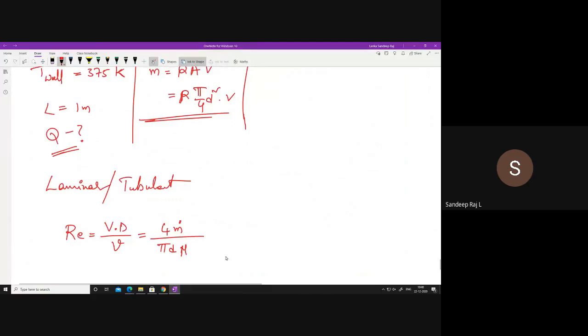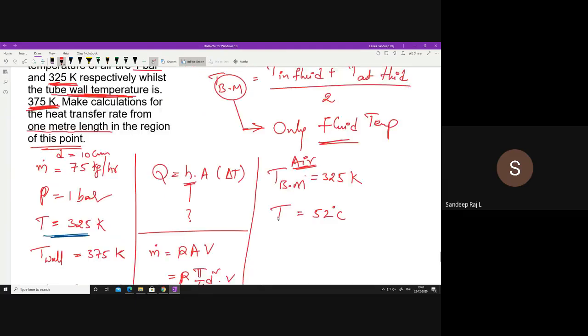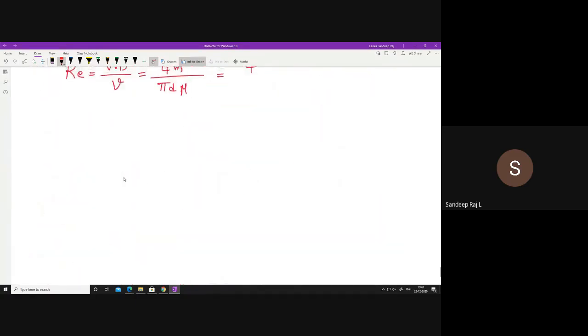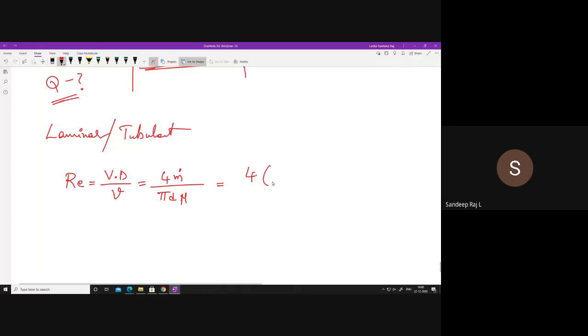Here it is given as kg per hour, converted into kg per second and substituted here. So what is the m dot value? 75 is given in the question. So substitute that 75 here. Kg per second you need. So what you do is, 1 hour is 3600 seconds, so divided by 3600, by pi d value. What is the d value? It is given as 10 centimeters. So 10 into 10 to the power of minus 2.